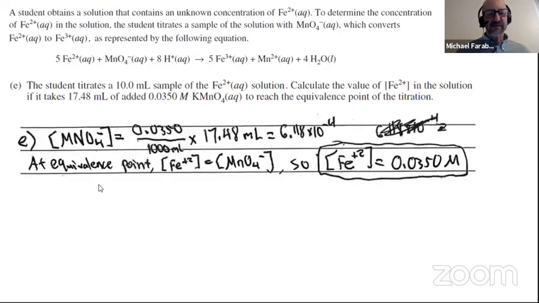Here's what the student said. They have done volume, 17.48 milliliters, and they've multiplied by the molarity as a conversion factor. They have 0.0350 over 1,000 milliliters, and they got 6.118 times 10 to the negative 4. Now they don't have a unit, but that would be moles. They say at the equivalence point, the concentration of iron equals the concentration of permanganate. So therefore iron has a concentration of 0.0350, in other words, the same concentration as the permanganate. So think about what they did right, what they did wrong, how you would phrase an appropriate response to this question.